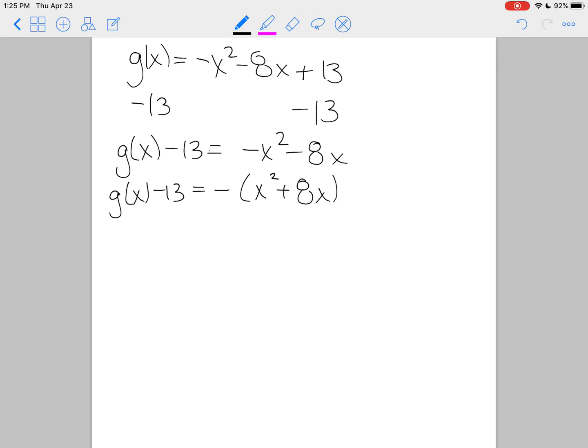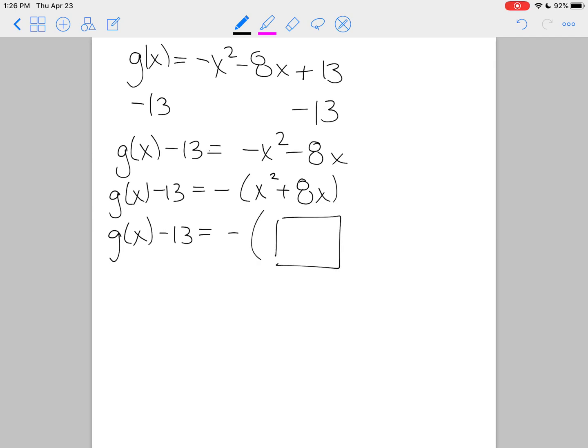What we used to do, if you remember when we solved it, is we divided by a negative. Well, we don't want the g of x to be divided by negative 1. We don't want it divided by anything. We need to leave the g of x alone, so we're just going to pull it out. And now we're going to complete the square exactly the way we did before.